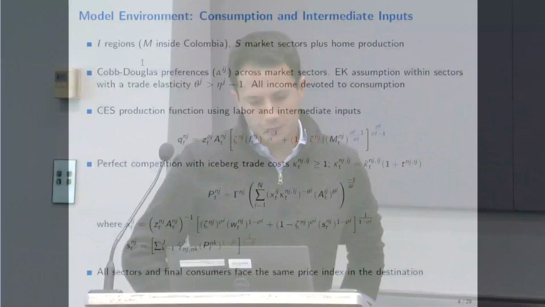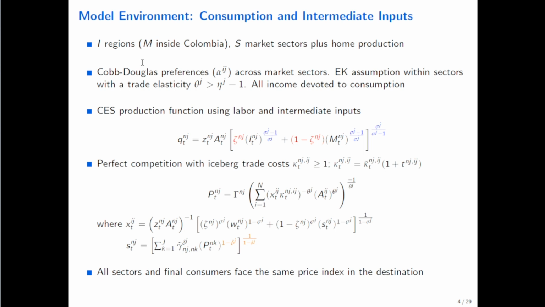Okay, so let me jump to a theoretical framework. So the model environment is, think about a standard trade model. It's Caliendo, Dvorkin, and Parro. So I'm going to describe first the demand, and then I'm going to go to the supply. So in terms of the demand, there are going to be multiple regions in Colombia, and there are going to be 2 additional regions, which are going to be the rest of the world and the US. And there are going to be also multiple sectors, including a home production sector.